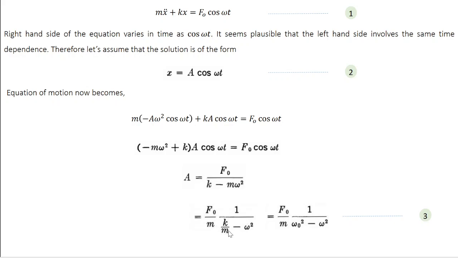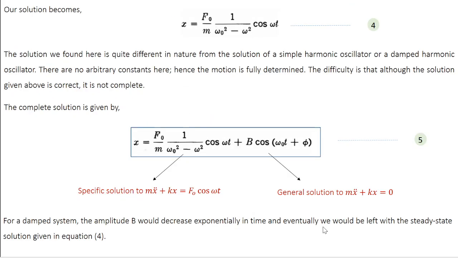From the previous derivation of simple harmonic oscillator, we know that k by m is nothing but omega naught square, where omega naught is the natural frequency of the simple harmonic oscillation. So I write the constant in the solution a equal to f naught by m, 1 divided by omega naught square minus omega square. So my solution to the equation of motion is x of t equal to f naught by m, 1 divided by omega naught square minus omega square, cos omega t.